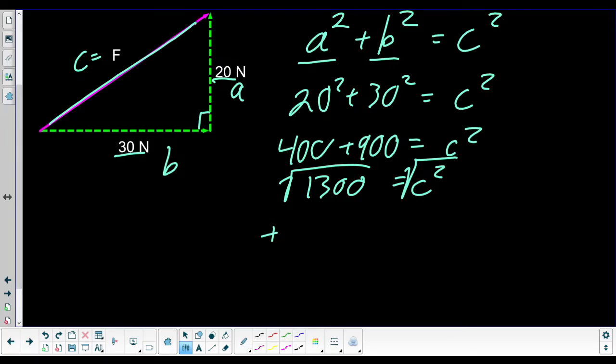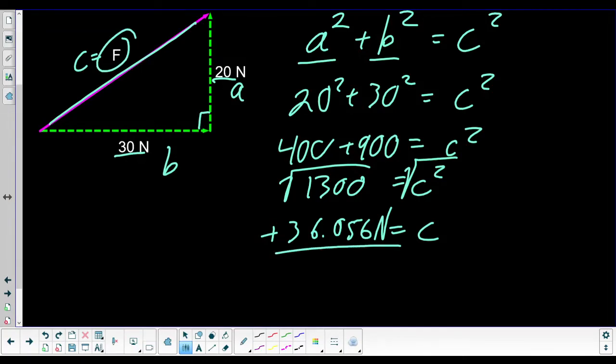So we take the square root of 1300. Sorry, I'm looking for the square root button on my calculator. And we get some goofy radical. All right, we get 36.056 equals C. So this force here is 36.056 newtons, right? You will usually get ugly decimals for at least one of the three components, whether it's one of the legs or the hypotenuse. It could be all of them. It could be none of them. There are a couple special triangles, but in general, if you get a weird decimal, that's par for the course.